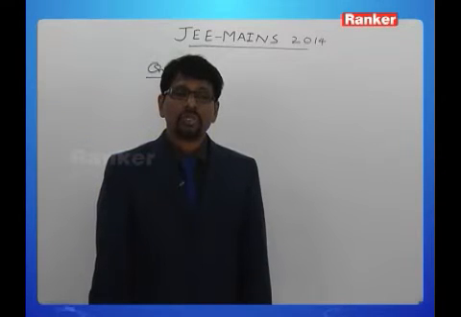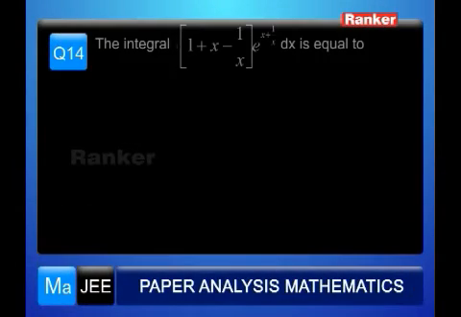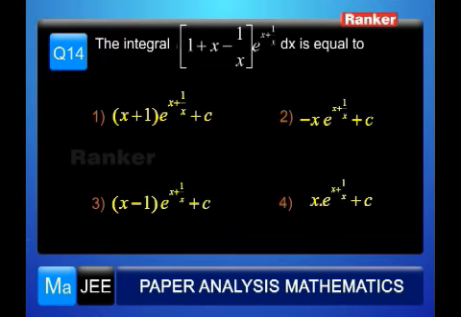Let's move on to the next question, question number 14. The integral of 1 plus x minus 1 by x multiplied with e power of x plus 1 by x dx is equal to, first option, x plus 1 into e power of x plus 1 by x plus c. Second option, minus x into e power of x plus 1 by x plus c. Third option, x minus 1 into e power of x plus 1 by x plus c. And fourth option, x into e power of x plus 1 by x plus c.